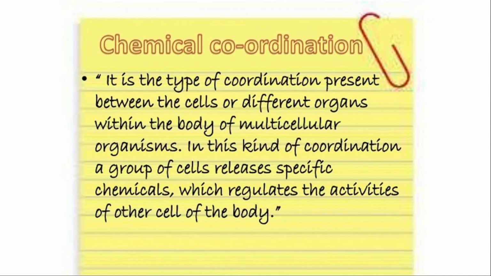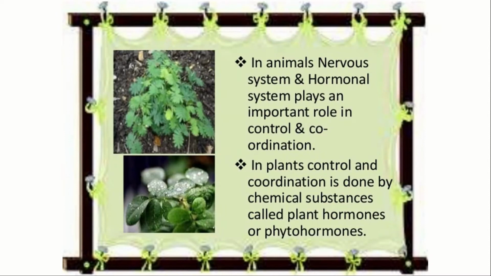Chemical coordination. It is the type of coordination present between cells or different organs within the body of multicellular organisms. In this kind of coordination, a group of cells releases specific chemicals which regulate all the activities of the cells of a body. In animals, the nervous system and hormonal system play an important role in control and coordination. In plants, control and coordination is done by chemical substances called plant hormones or phytohormones.